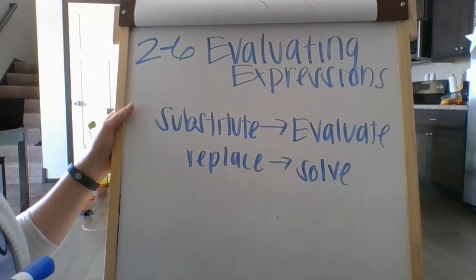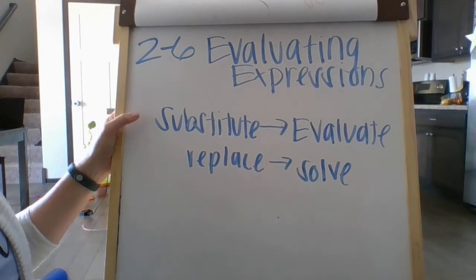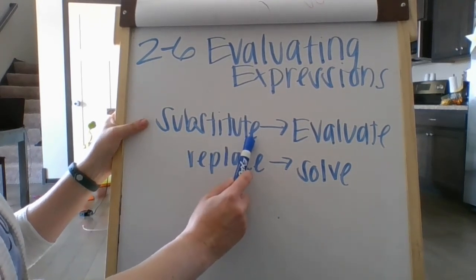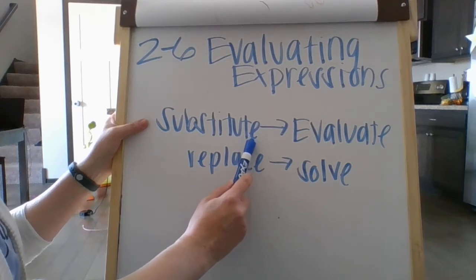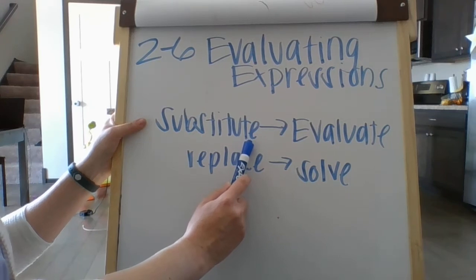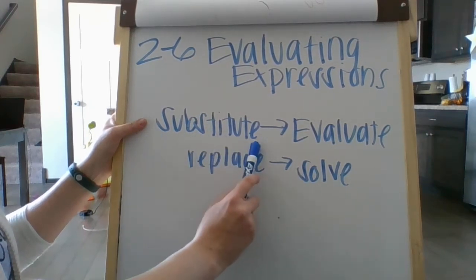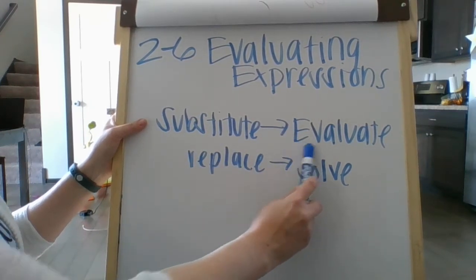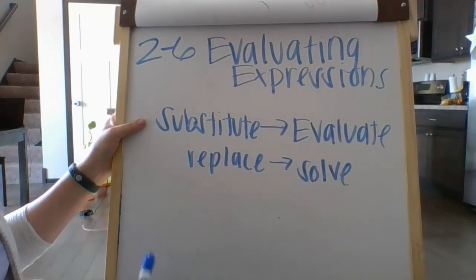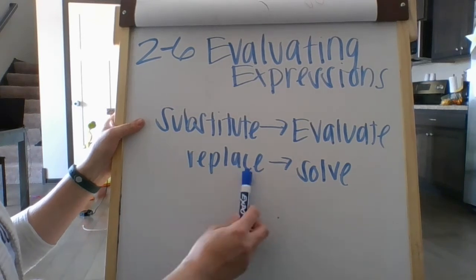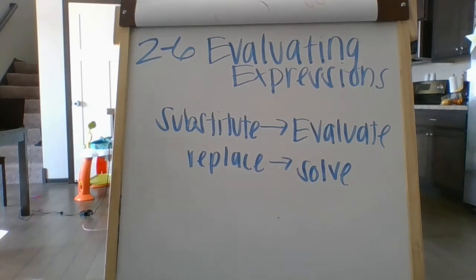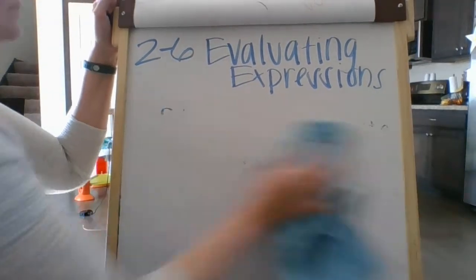So to do our evaluating expressions, we have two different things we need to do. The first thing we need to do is substitute. They're going to tell you what A equals or what T equals. Whatever that variable is, they're going to tell you. So you need to substitute that number in, and after that, then you can evaluate, or solve. So an easy way to think of it: replace then solve. Replace then solve is what we're going to be taking a look at through our examples for today.